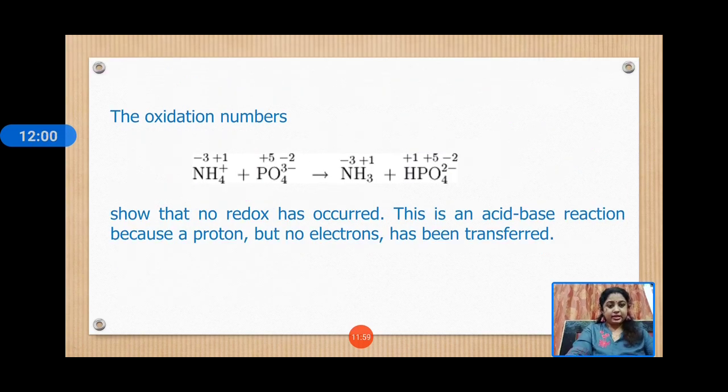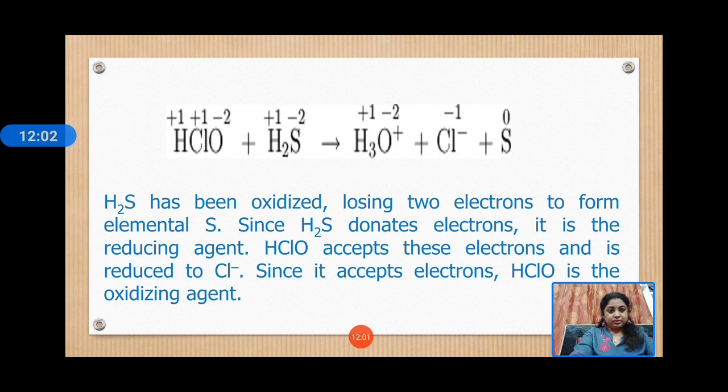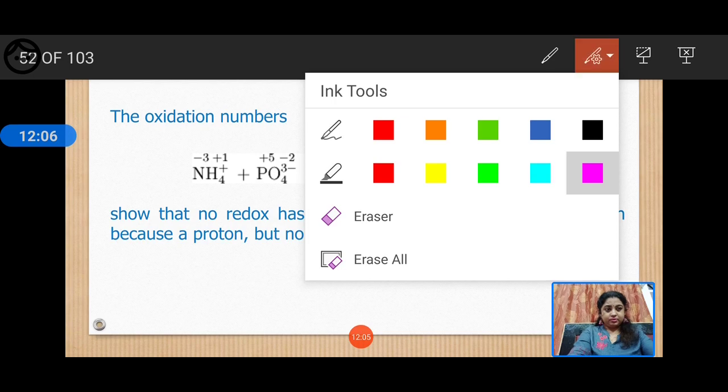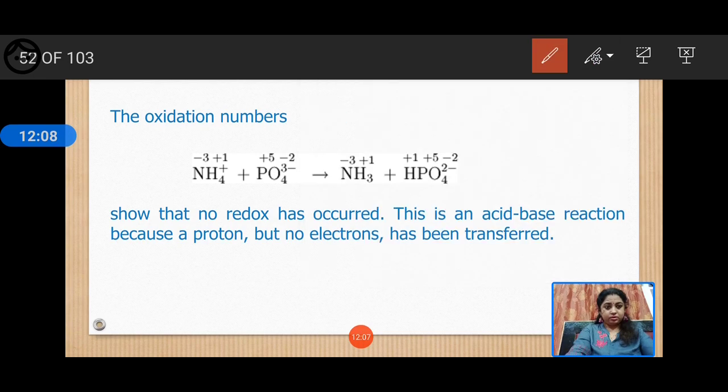One more reaction has been mentioned here. Note down this reaction: NH4+ + PO4 3- gives NH3 + HPO4 2-. What will be the next step? We have to write the oxidation state of every element. Nitrogen here.